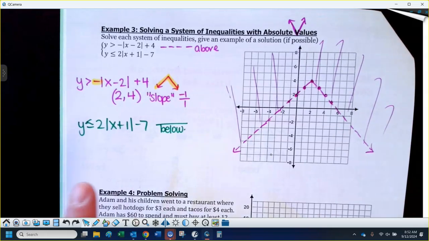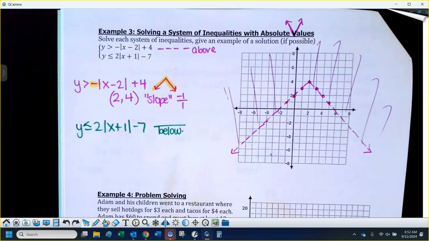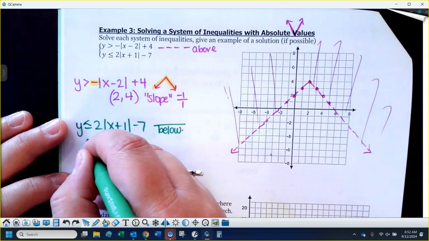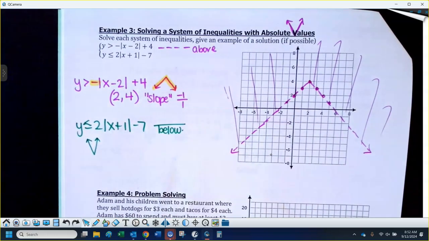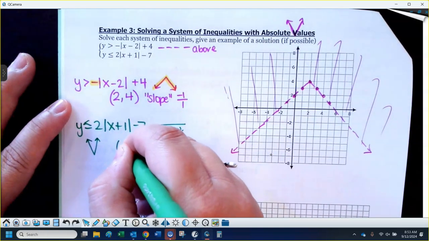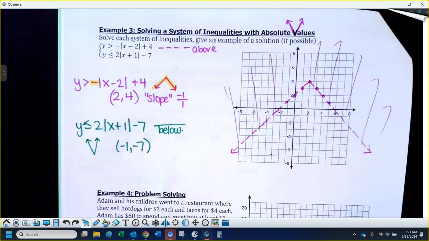Okay. Can anybody tell me, is this V going to go right side up or upside down? What do you think? Right side up. This is just a positive 2. It'll be more narrow than the one we just did because that 2 will affect the slope, but it should go up because that's positive. Can anybody raise your hand and tell me what the vertex of the second inequality would be? Liam, what do you think? Excellent. -1, -7, opposite, copy.